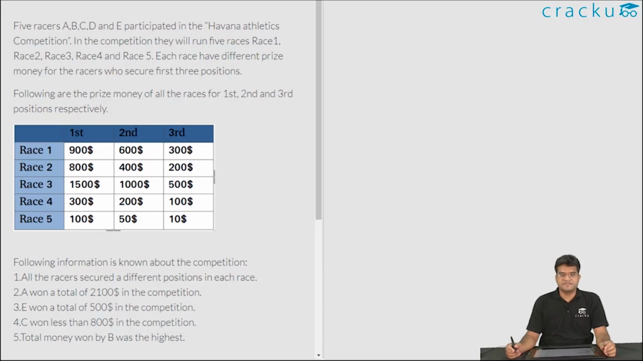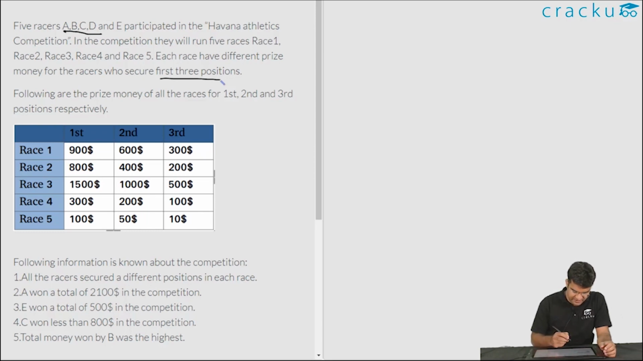In this data interpretation set, it has been given that there are 5 racers A, B, C, D and E. They participated in a competition, and there are 5 races, race 1 to race 5, and the prizes are given for the first 3 racers in each of the races. The amount of prize money that is given varies from race to race, and it is given in the table given. Now we are also given some additional information.